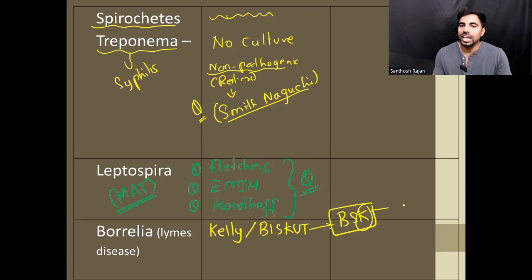This K is otherwise called Kelly. So in your exam, it has come: which is the media used for isolating the Borrelia? It is either Kelly media or BSK media. Biscuit. You remember it? That is not biscuit, the full name is different. But you remember Kelly media or BSK media? Okay. Kelly or BSK. That's it.